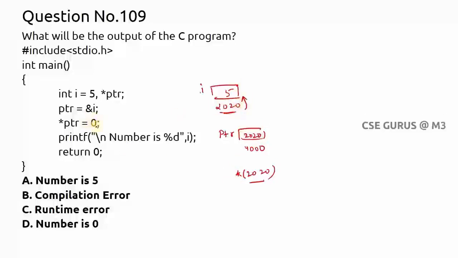Now we are assigning 0. That means in place of 5 I am replacing it with 0. Now what is the value of i? If I print, 0 will be printed. That is what is given here, the %d of i. So this is directly assigning by taking the reference. Even if you change through the pointer ptr, the i value will be changed. So the answer is 0. That is option D.